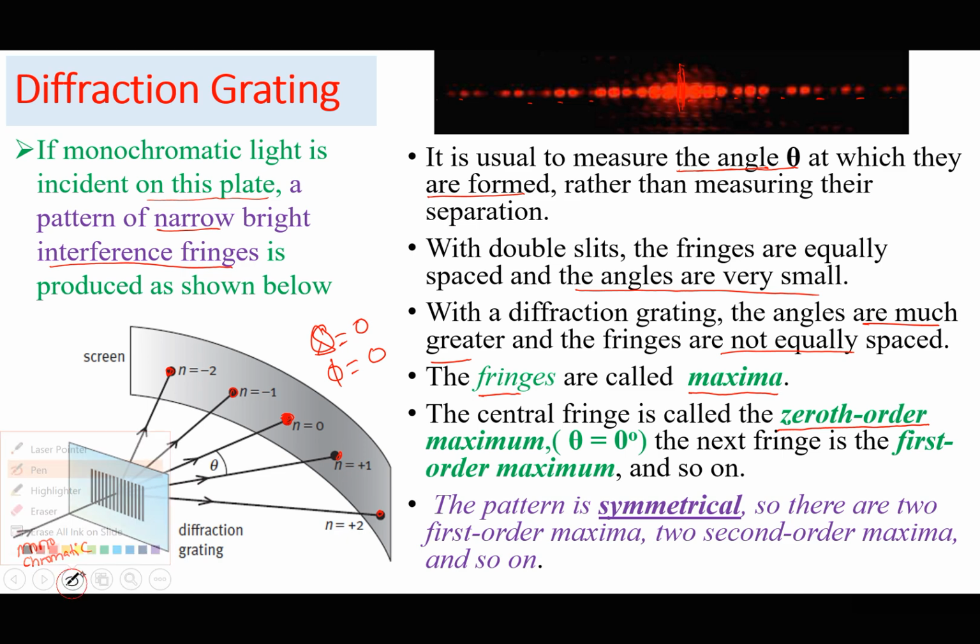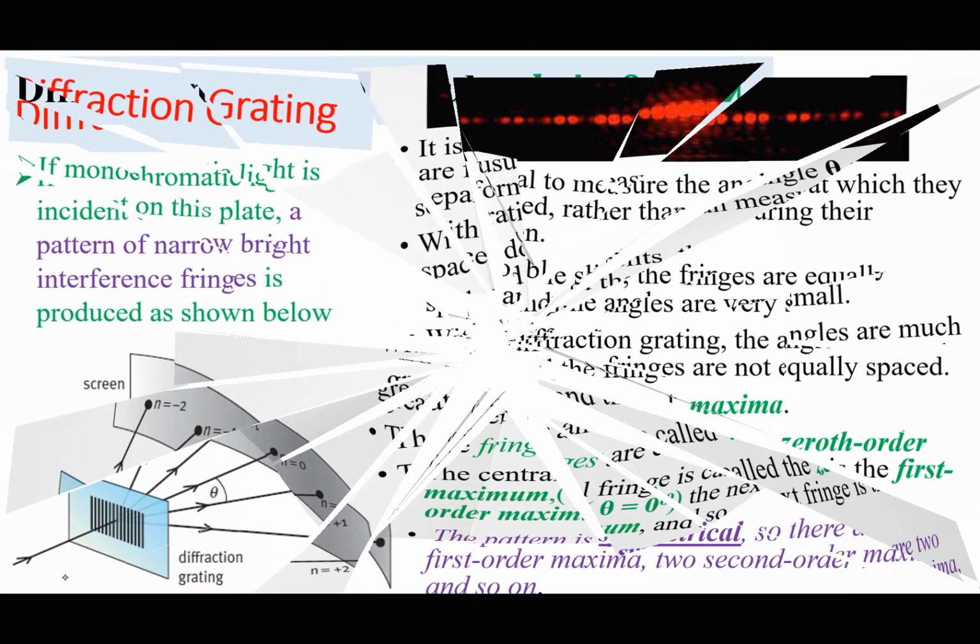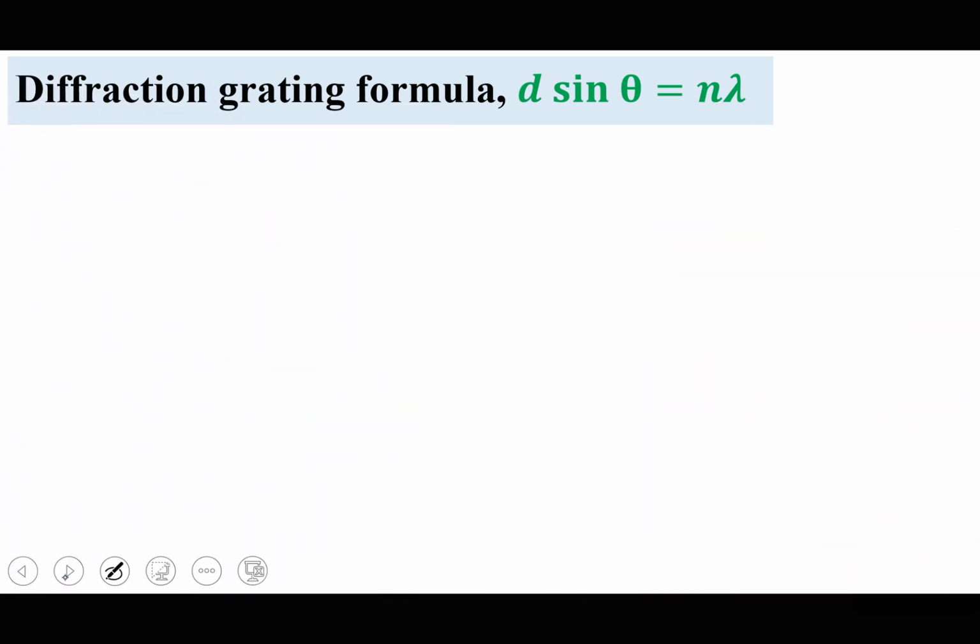Let's first obtain the diffraction grating equation, or talk about the diffraction grating formula. You remember the double slit equation, which was lambda equals ax divided by d. That was the double slit equation. Now, for diffraction grating, we shall be talking about this expression here: d sine theta equals n lambda.